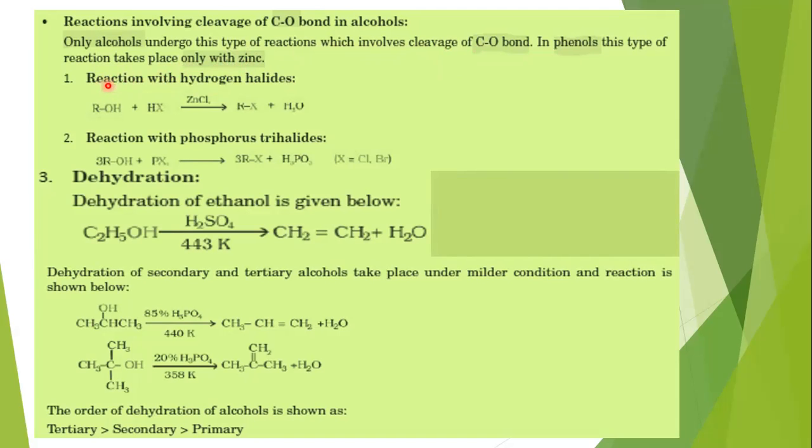First, reaction with hydrogen halide. ROH plus HX in presence of ZnCl2 gives alkyl halide plus H2O.